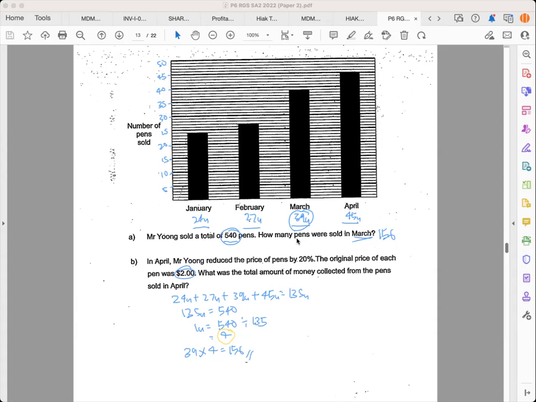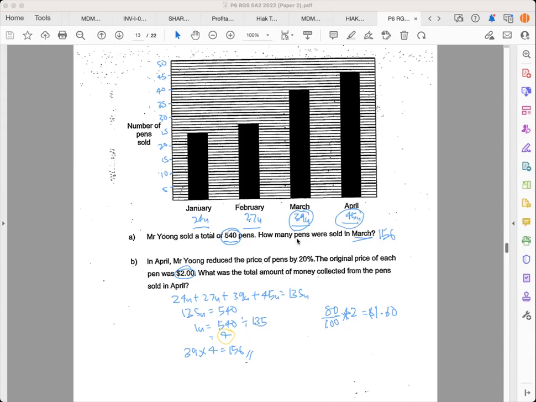The new price for the pen is reduced by 20%. So if you reduce by 20%, you're left with 80%. So 80% of the original price of $2: 80 over 100 times 2, you get 160. So this is the new price after the reduction. Each pen now costs $1.60.